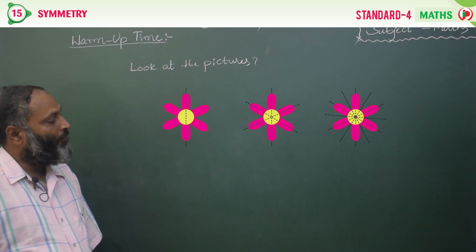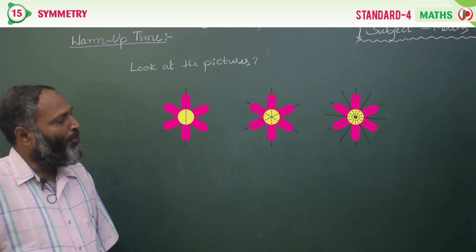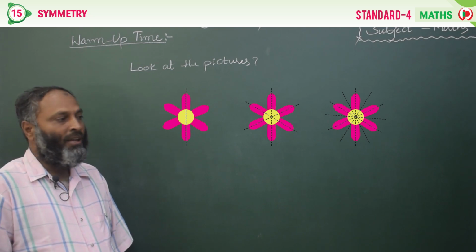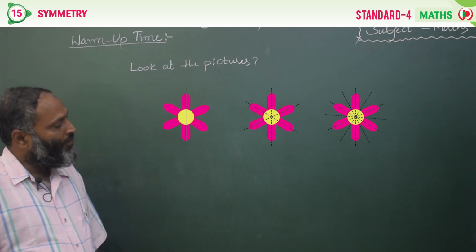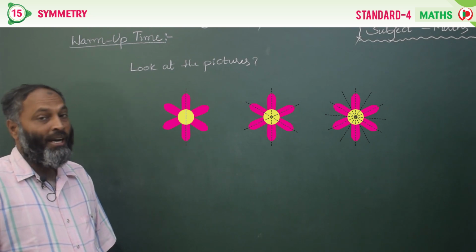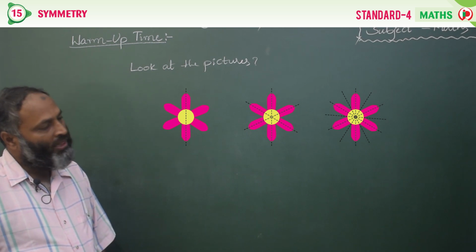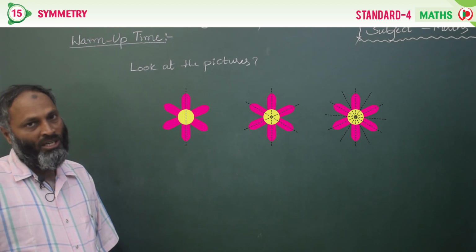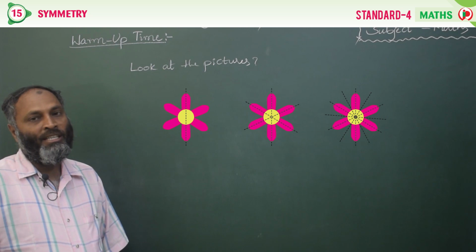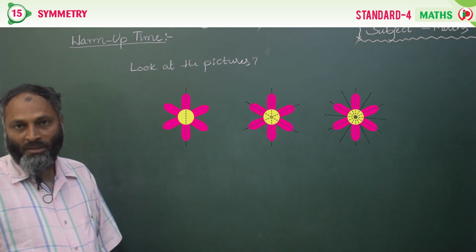Okay. Now if you see the second flower, how many lines are given? 1, 2, 3. Three lines are given. If you fold along the lines, you will get identical shapes. How many identical shapes will you get? Three identical shapes. So we can draw 3 lines, and these 3 lines divide the flower into identical shapes. So those 3 lines are also lines of symmetry.